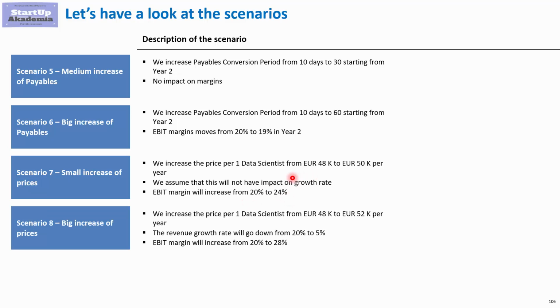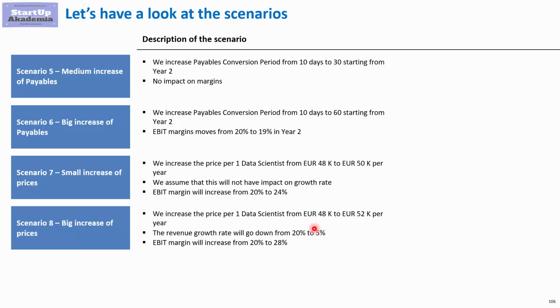And finally, scenario 8, we're going to have a big increase of price, so from 48 to 52. The revenue will grow at a much smaller rate. So instead of 20% annual growth, we're going to experience 5% growth. However, obviously the margin will go up from 20% to 28%. So that's in short when it comes to the scenarios.